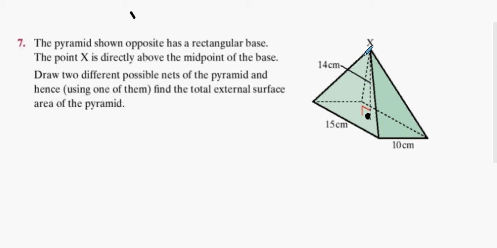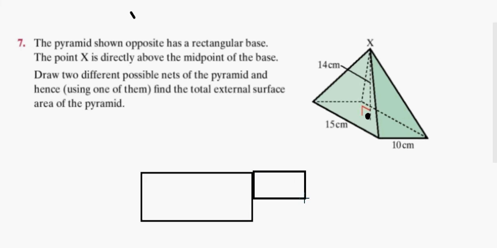To be honest, it's weird for me because I actually only know one of these nets. I don't know both of them off by heart. So the net I usually use is the rectangular base, like so. Rectangular base, and then I'll just go, that's another rectangle, something like this.